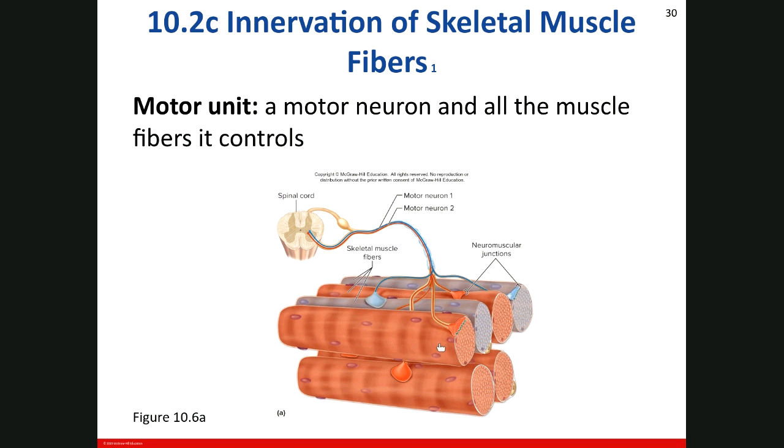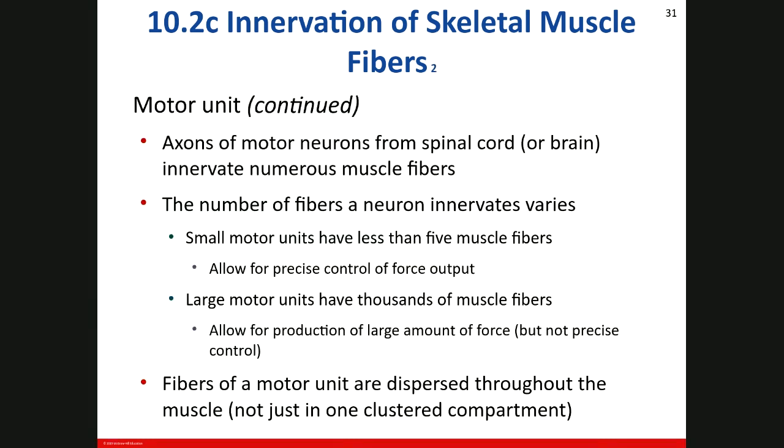We have two types of motor unit. One type is called a small motor unit. The other is called a large motor unit. A small motor unit means that we have one somatic motor neuron, and this somatic motor neuron comes and innervates less than 5 muscle fibers.